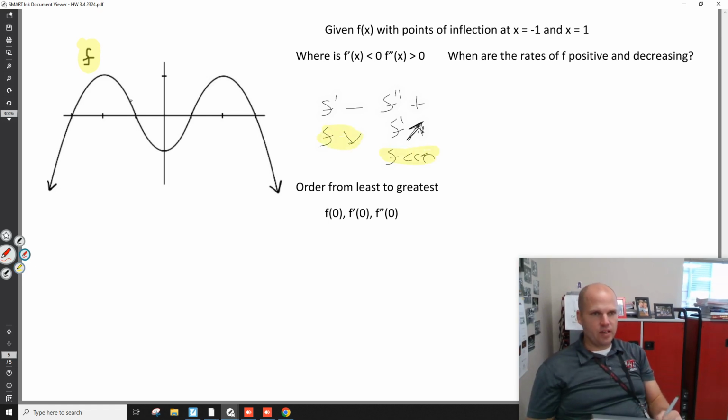Points of inflection are at -1 and 1. When am I going down but concave up? Here's where I'm concave up. Here to here, this is going down concave up. -1 to 0.